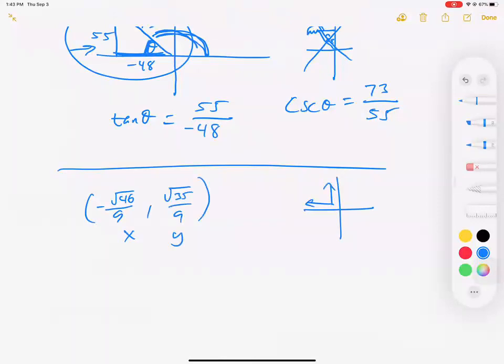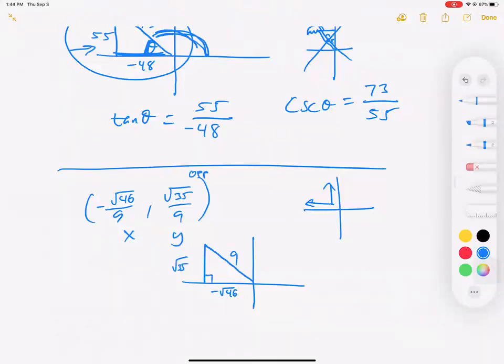That's right. So I'm going to draw the triangle. Careful about how you draw the triangle. I always draw it facing away. So this is going to be your negative square root of 46, opposite, that's my opposite because this is my sine. Square root of 35, and my hypotenuse is 9. Now I have all three sides.